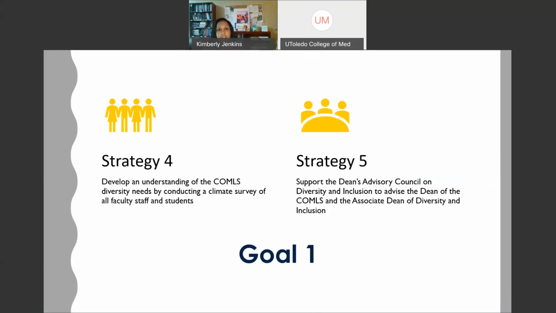A climate survey is pretty standard, but conducting the annual assessment of checking in where we're at and where we want to go in terms of assessing the needs of the students and faculty. And then supporting the Dean's Advisory Council.